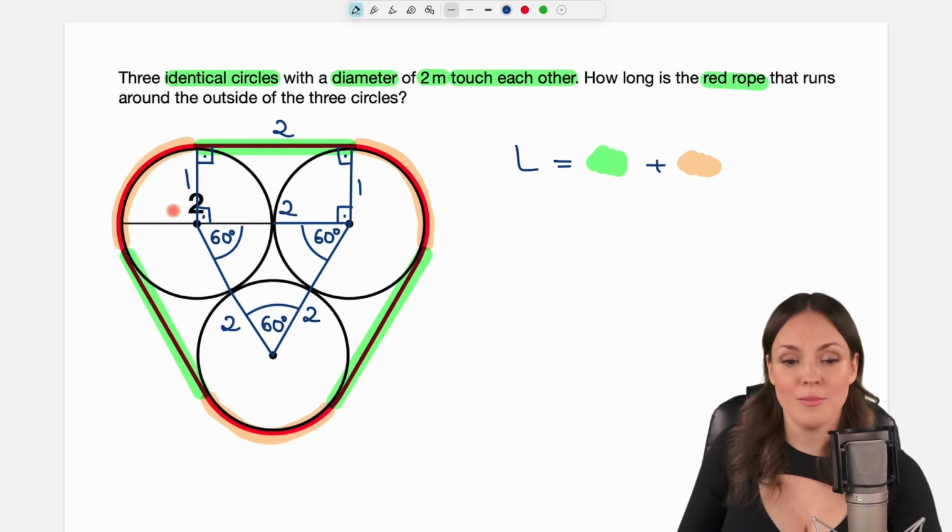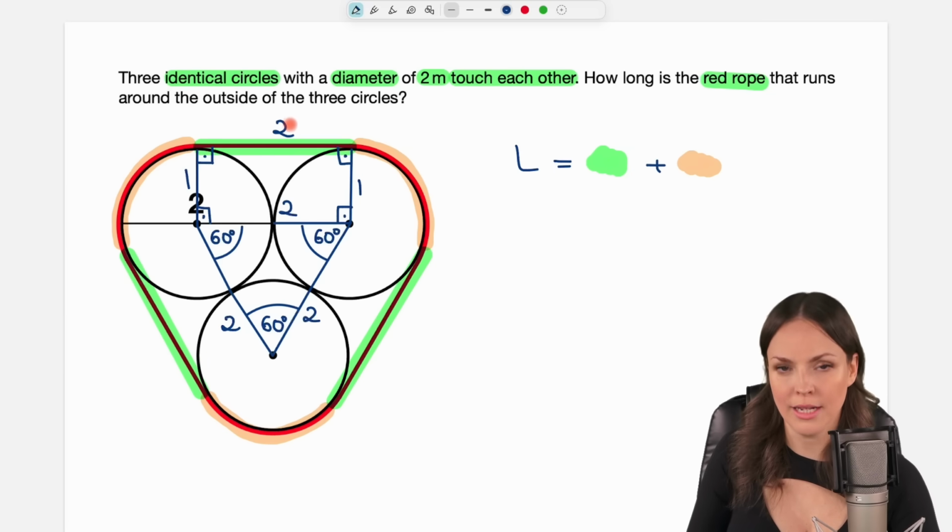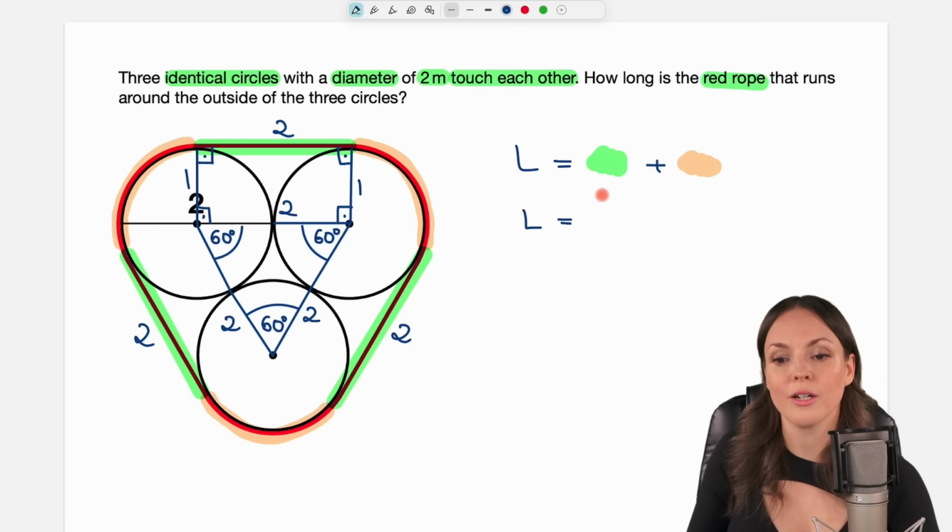Because everything is symmetric here, we know that this green part has length 2, same length here as well, and here as well for these green parts. So the length of my green parts, 2 plus 2 plus 2 equals 6. So now only the orange parts are missing.